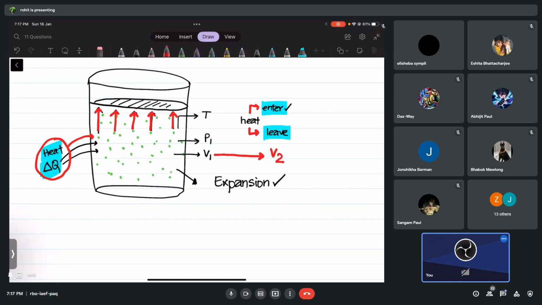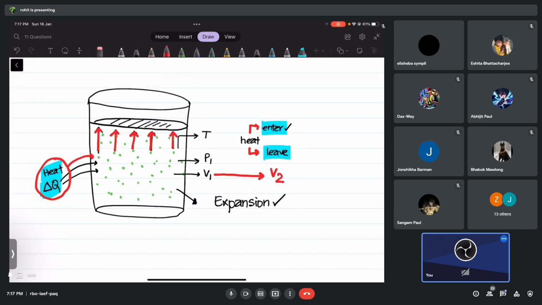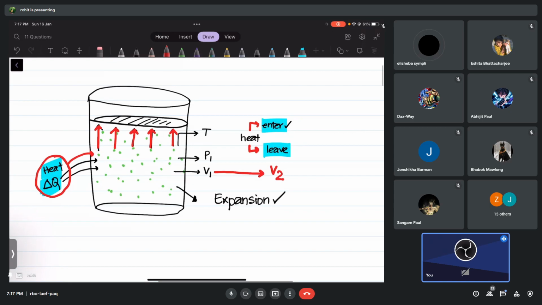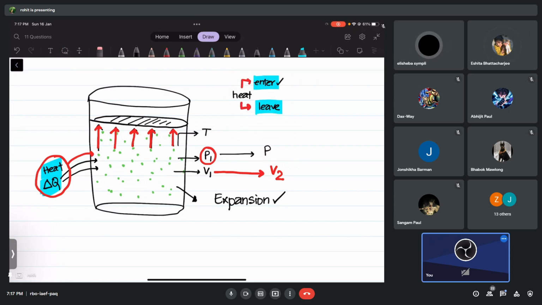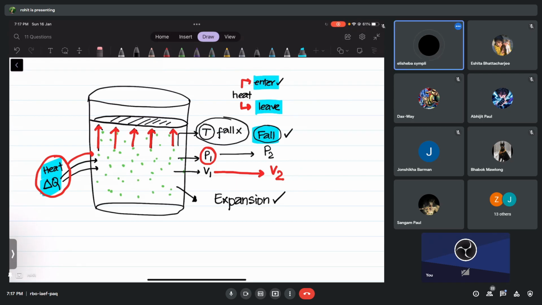So when the gas is pushing the piston, you tell me, will the pressure fall or not fall? Right now, in this case, will the pressure fall or not? That's the first thing. Pressure will become P2. Will it fall or not fall? It may fall. Why? Because volume increases, pressure has to fall. But do you agree with me that the temperature may not fall? Temperature falls or does not fall? It may not fall.